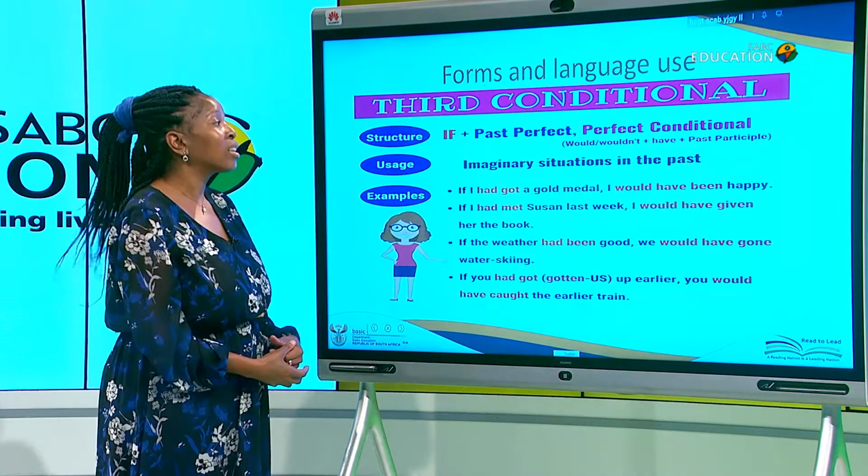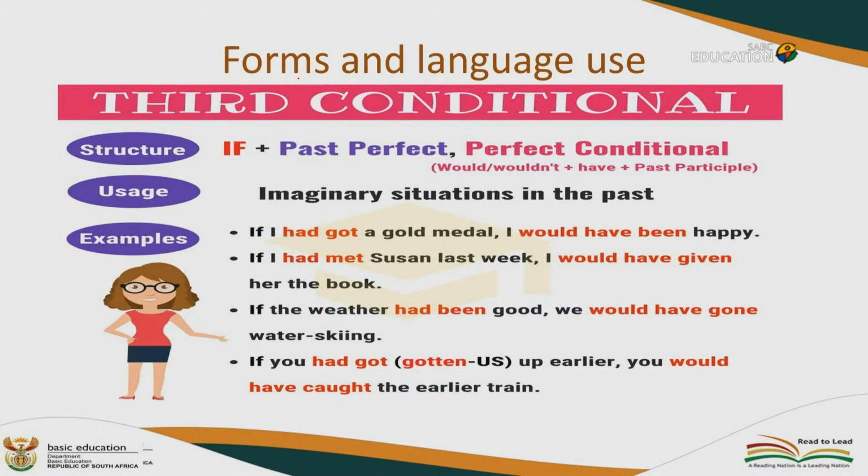Okay, and the last one, third conditionals. It is an imaginary situation, also an impossibility because it already happened in the past tense. If I had met Susan last week and you didn't, that is why it's an impossibility. I would have given her the book. So you didn't give her the book because it happened in the past. You cannot go back in the past and give Susan the book. So this is our third conditional.